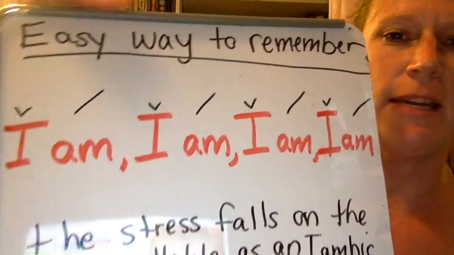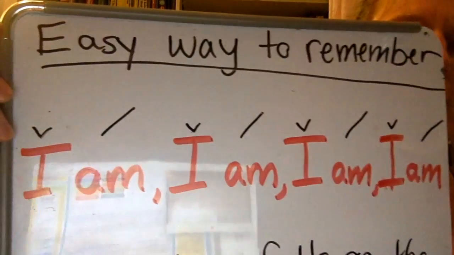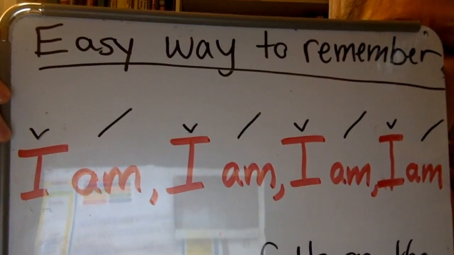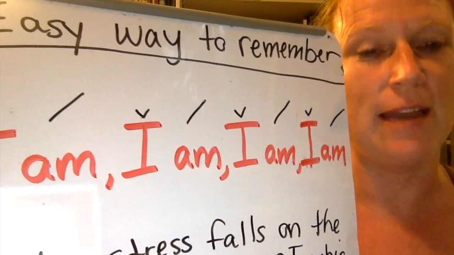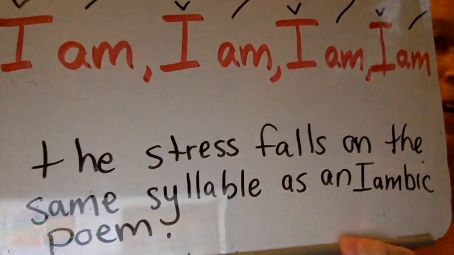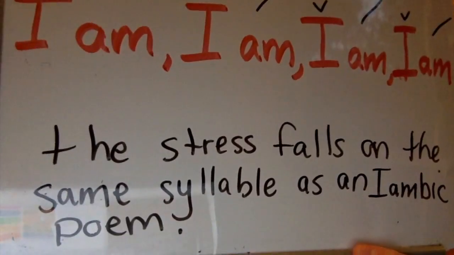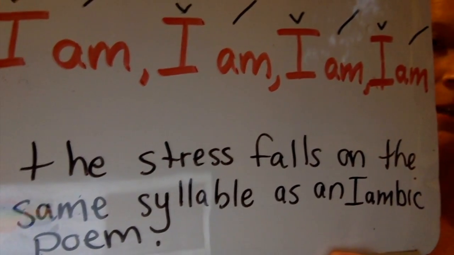Here's an easy way to remember that this kind of poem is called an iamb. Just say the words I am over and over again. See? I am, I am, I am, I am. The stress falls on the same syllable as in an iambic poem, the second syllable. I am.